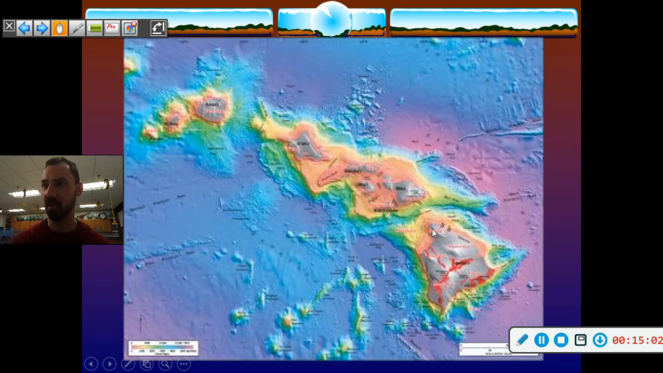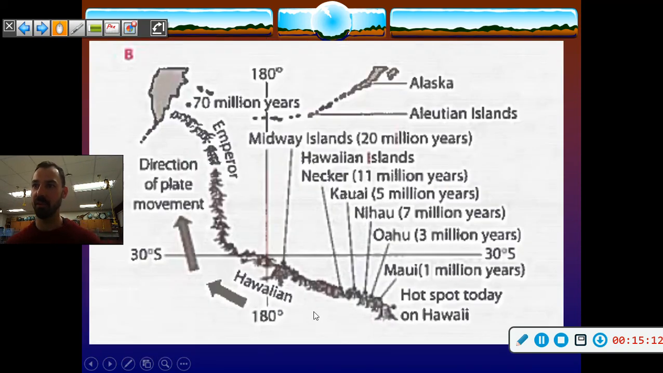But this has been the most active volcano, or volcanoes, I should say. That's why it's the biggest island out of the chain. Same thing, this is just showing you direction of plate movement, northwest. And this Hawaiian chain actually technically goes all the way up this way. There's a bunch of other islands, the Midway Islands, which may have been connected to that whole plate movement and the hotspot.